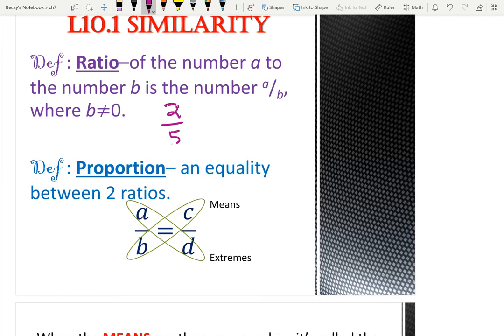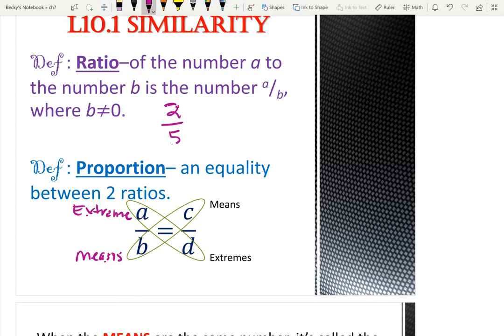Okay, that's a ratio. Now, whenever you have two ratios that are equal to each other, that makes a proportion. Now, when you have a proportion, when you multiply upward, this is called your mean. So technically, this one down here is your means as well. When you multiply downward, this is called your extreme. Okay, so this is proportion.